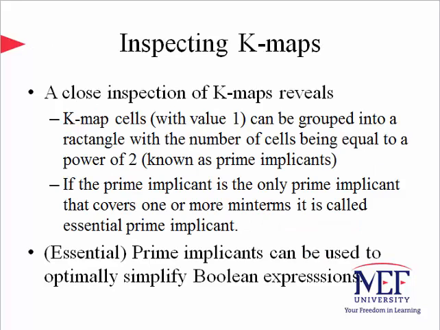Let us derive more rules from all the K-map illustrations we have experienced. A close inspection of the K-map reveals that K-map cells with value 1 can be grouped into a rectangle with the number of cells being equal to a power of 2. These rectangles are known as prime implicants. After finding all the prime implicants, we can determine the ones that are the only prime implicants that cover one or more minterms. These prime implicants have a special name, and they are called essential prime implicants.